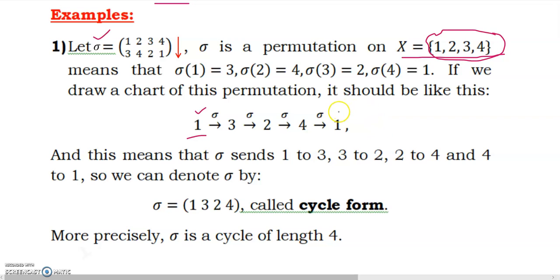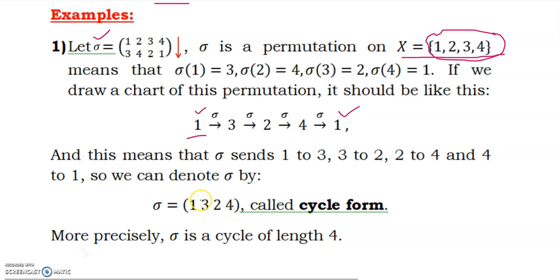That's why we can write the cycle form of the permutation as 1 to 3, 3 to 2, 2 to 4. Again, 4 goes to 1, that is the starting point, so no need to mention it here. So now this is called the cycle form. And how to calculate the length?